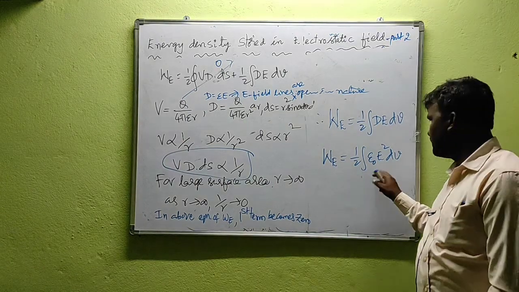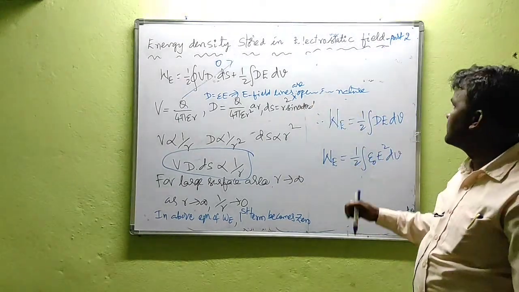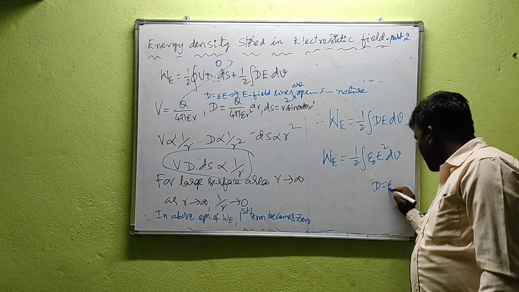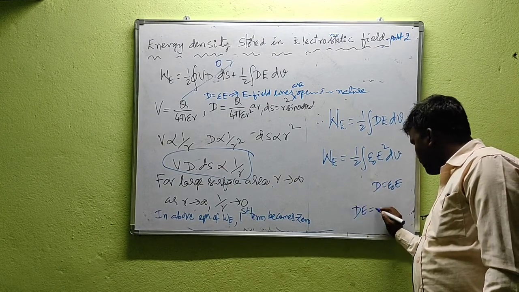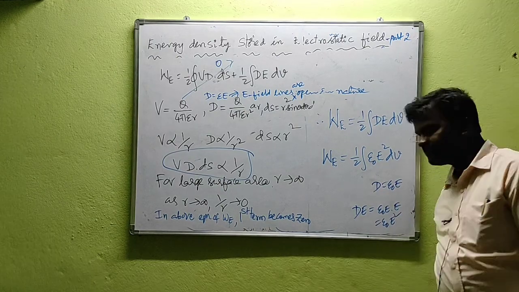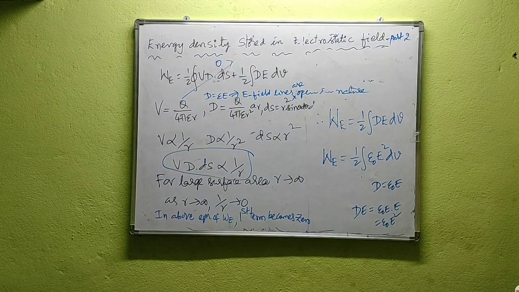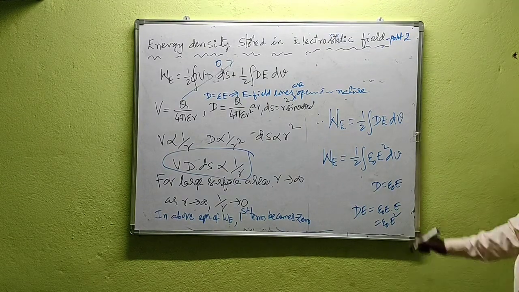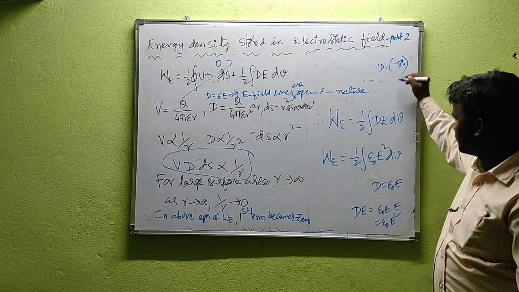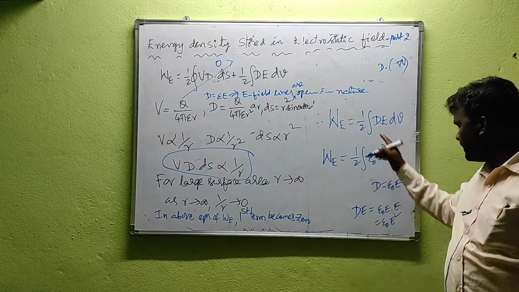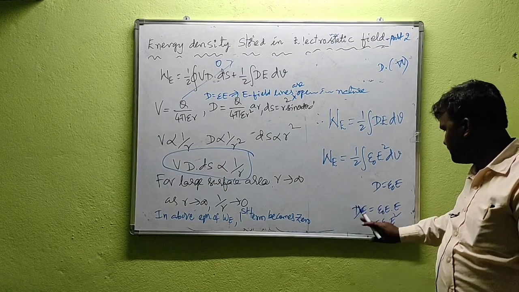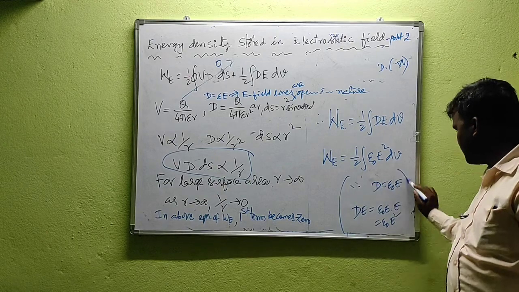So that means E and D both are in the same direction. That means here epsilon naught E square into dV. Since D equal to epsilon naught into E, D into E is equal to epsilon naught into E into E. That gives epsilon naught E square. Actually here you have a dot product, that is D dot minus del V. So that is actually the dot product of D and E. So that is epsilon naught E square. D into E is like this, since D equal to epsilon naught E.